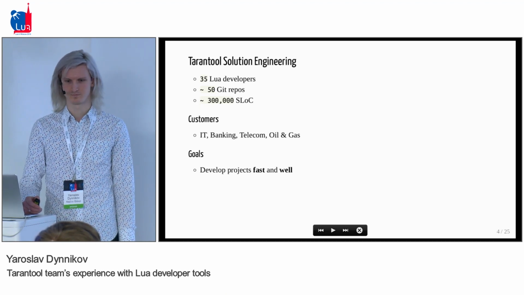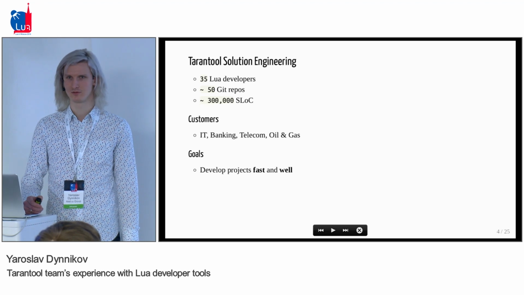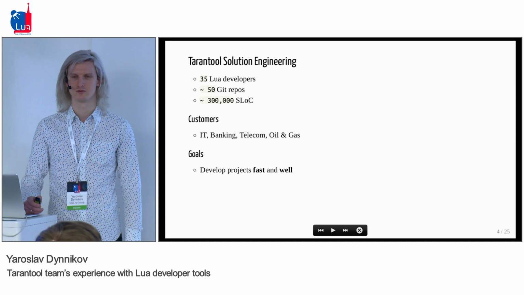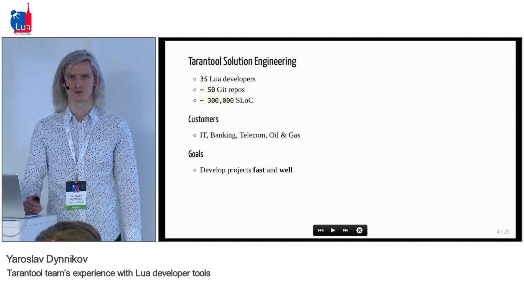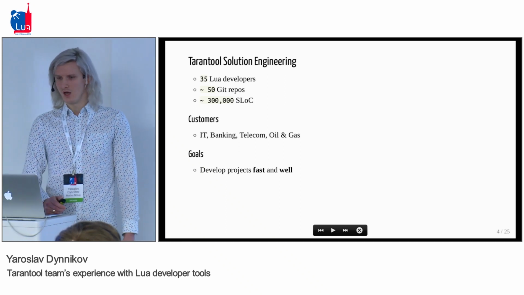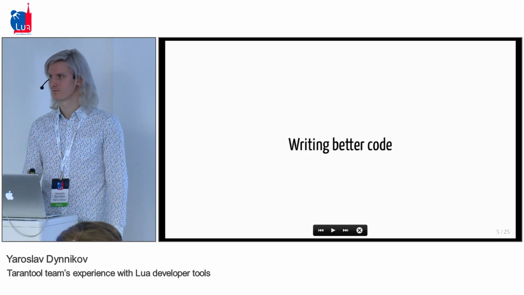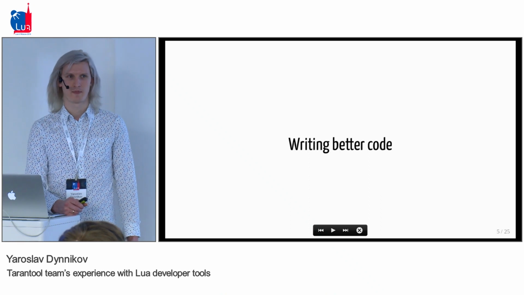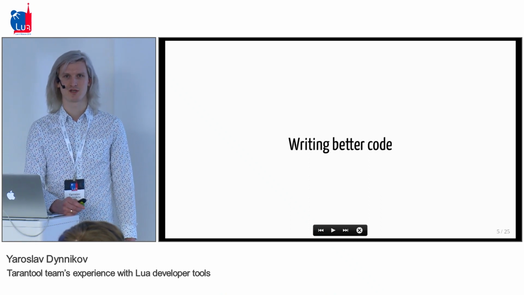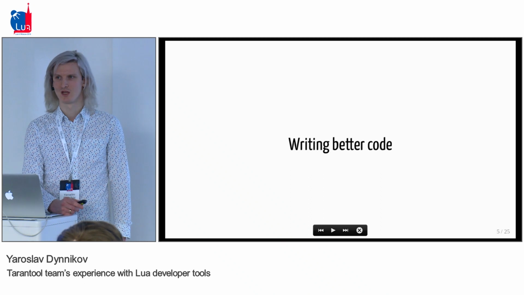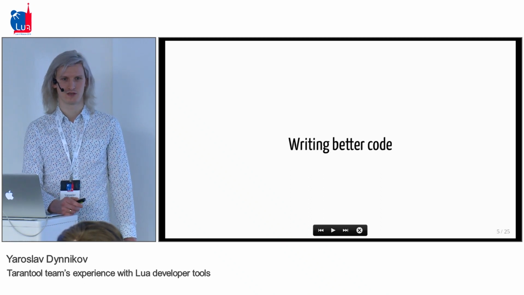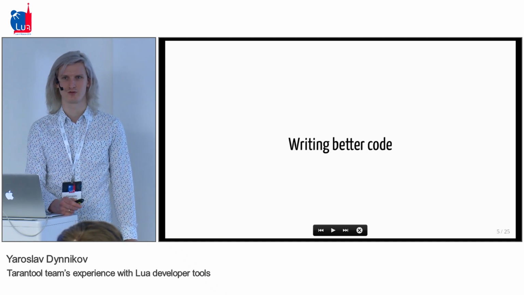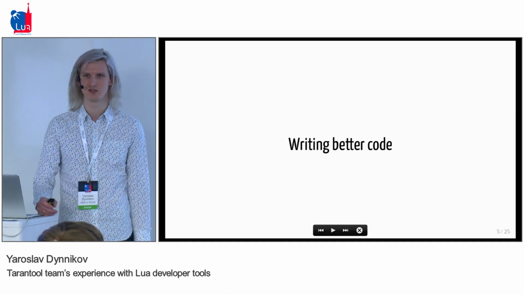So we develop a lot, and our main goals are to write code fast and do it well. You may know that the price of every mistake depends on when it's found. So if you find a typo in code, you just fix it. If you find the mistake before you commit, you just fix it and no one can see it.